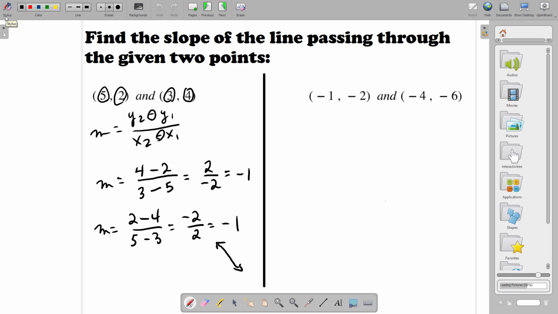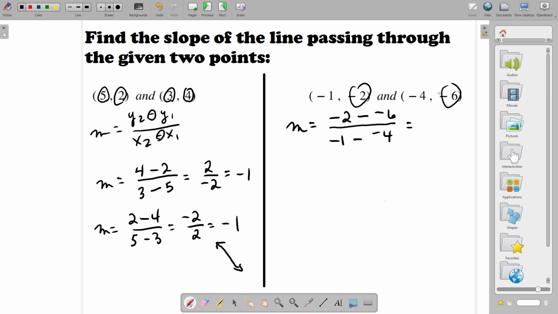Okay, let's take a look at this next one. We'll define the slope. It's the difference in the y's, so we have negative 2 minus whatever that second y coordinate is, and in this case it's negative, so we're subtracting a negative, over negative 1 minus negative 4. The difference in the y's over the difference in the x's. And make sure that you do it in the same order. If I start with negative 2 and subtract negative 6, I have to start with negative 1 and subtract negative 4.